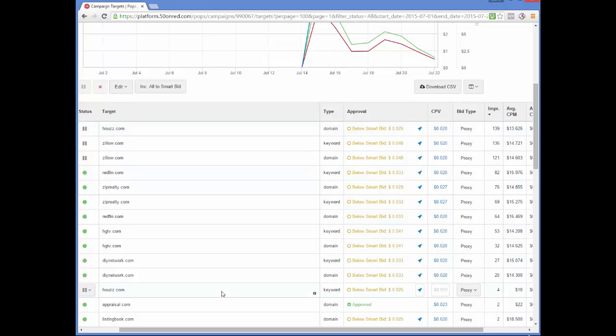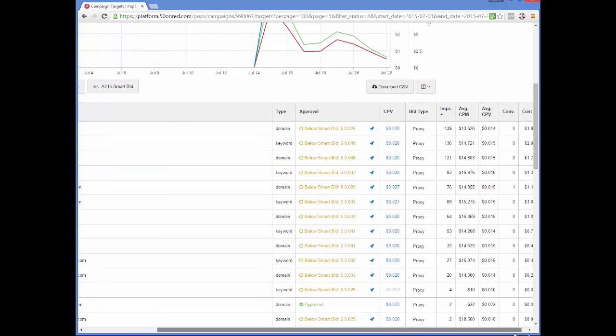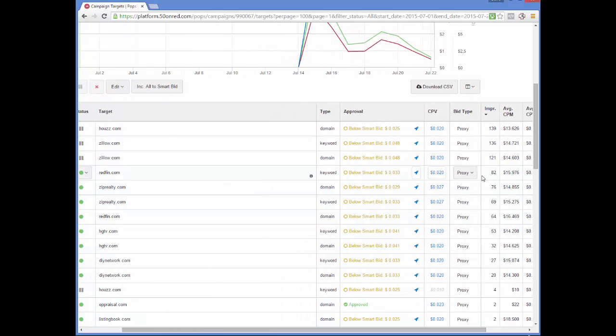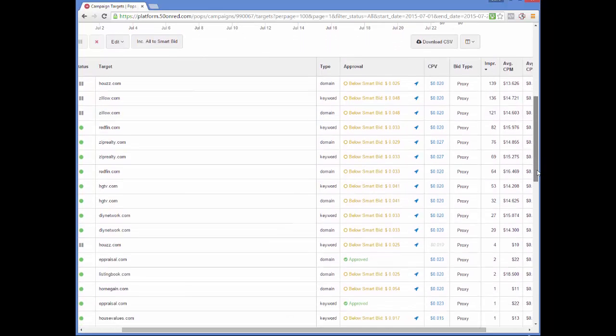I paused house.com further down here, the keyword, because it's essentially the same, it is the same website, just a different way of getting there. Instead of using the domain, it's using a keyword, and it wasn't producing leads for us. So those have been paused. And this is now the total for the entire campaign, 82 impressions for Redfin with no leads. So I'm going to be watching that one. Well, I won't be. I'm going to be turning these campaigns off after this.